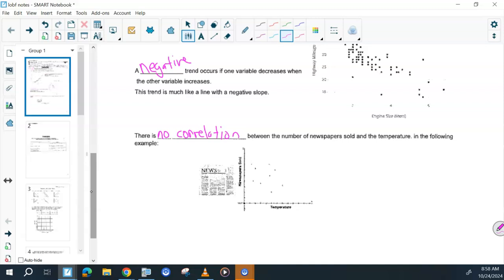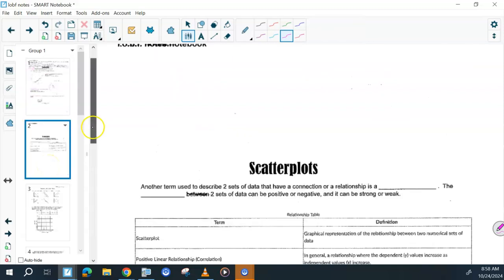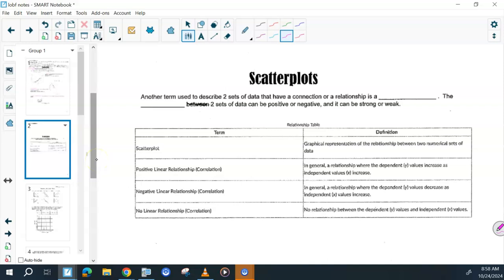On the back, there's a table that has those definitions again. If you forget, they're there. Another term used to describe two sets of data that have a connection or relationship is a correlation. And that's for both. We've talked about this before, that correlations can be positive and strong, positive and negative, or no correlation. They can also be strong and weak, so we'll look more into how here today.